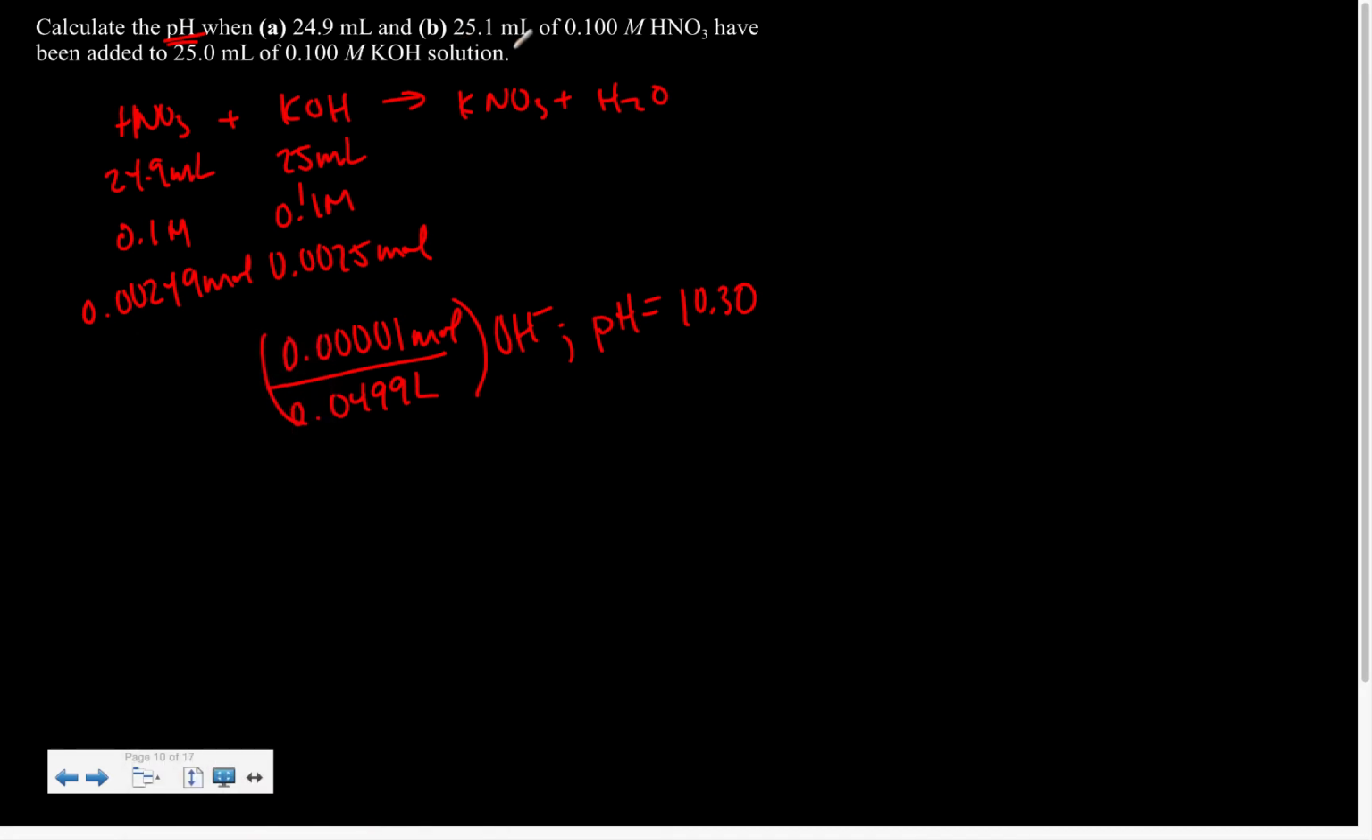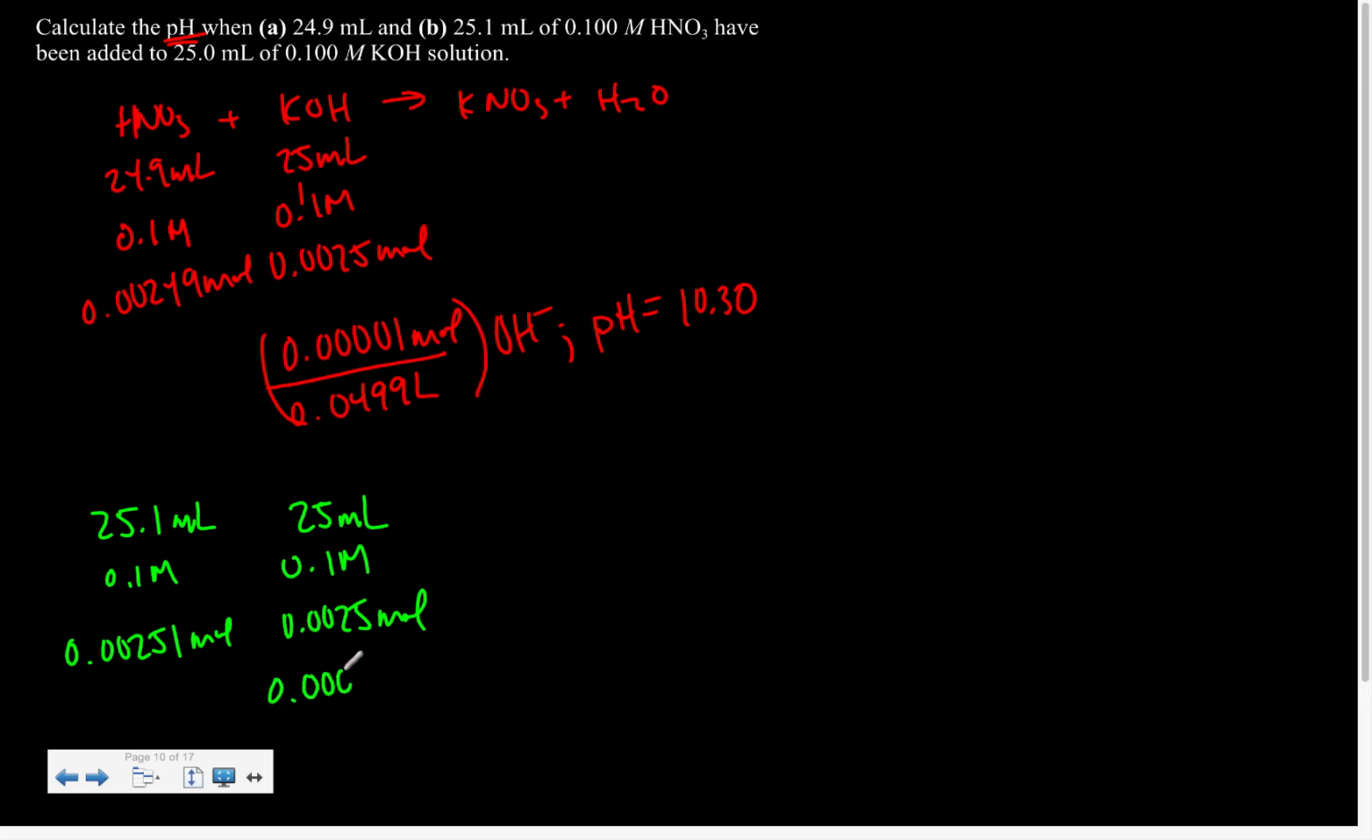All right, switching up to problem B now, we have 25.1 mils of our 0.1 molar HNO3 with the same scenario of 25 mils of 0.1 molar KOH. So in this case, we're going to get to moles again. And when we do, we realize that in this case, the KOH is limiting, and we actually have excess HNO3. And again, we're going to put it over our total volume at this point in time.